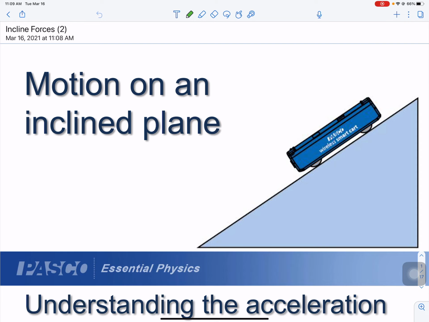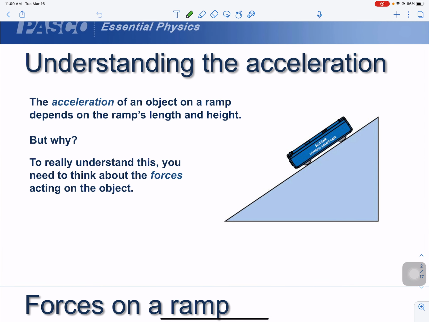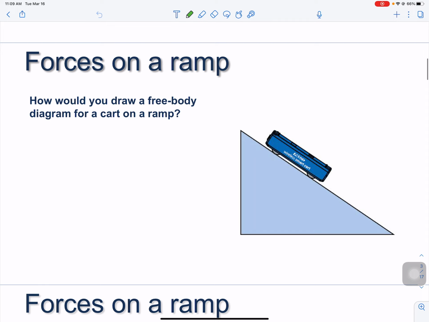Okay, so in this video, we're going to talk about motion on an inclined plane or a ramp, which we've already looked at before. So this is just a brief review to help you with positive physics. And we already know that the acceleration of an object depends on the ramp angle. And we're going to explore why this is true. To understand this, we really need to think about the forces acting on the object. Assuming there's no friction, how would you draw a free body diagram for a cart on the ramp?